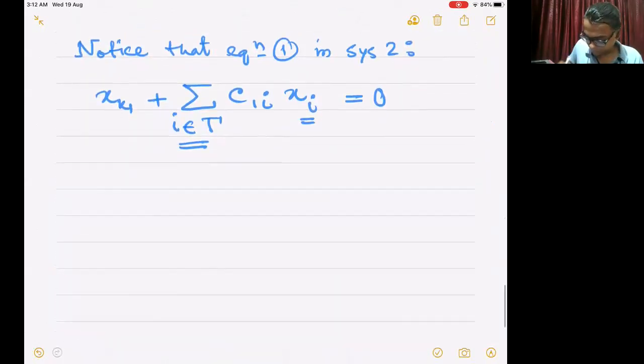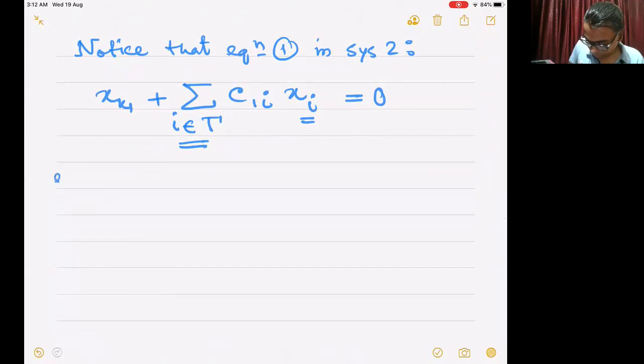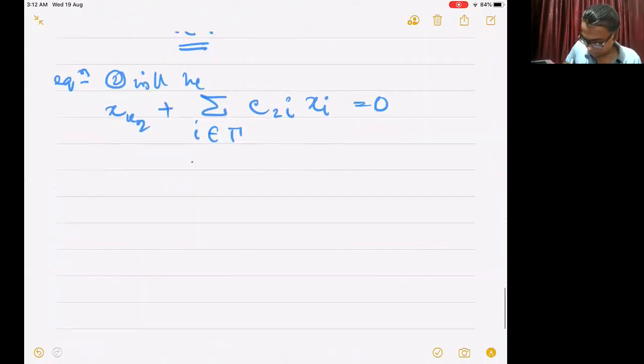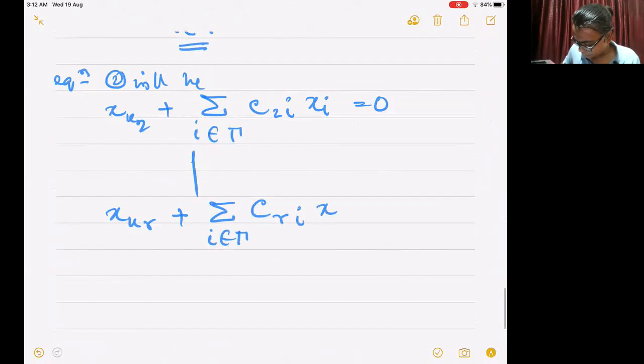Similarly, equation 2 will be x_k2 plus summation i in gamma c_2i x_i equals 0. And this will continue, and the final non-zero equation will be, once again, summation i in gamma c_ri x_i equals 0.